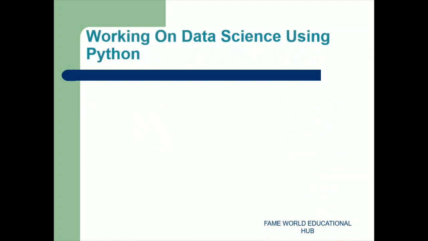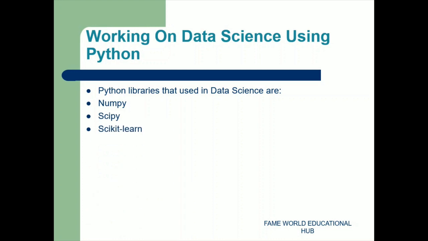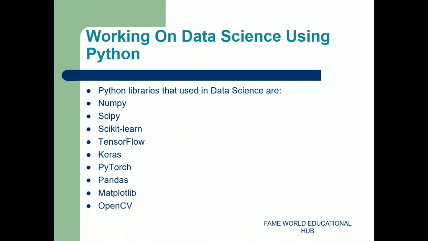Now, for working on data science using the Python language, what are the different libraries or modules which should be used and which are being used? NumPy, SciPy, Scikit-learn, TensorFlow, Keras, PyTorch, Pandas, Matplotlib, OpenCV. So these are the different libraries which are being used when we are working on a data science project with the help of Python.